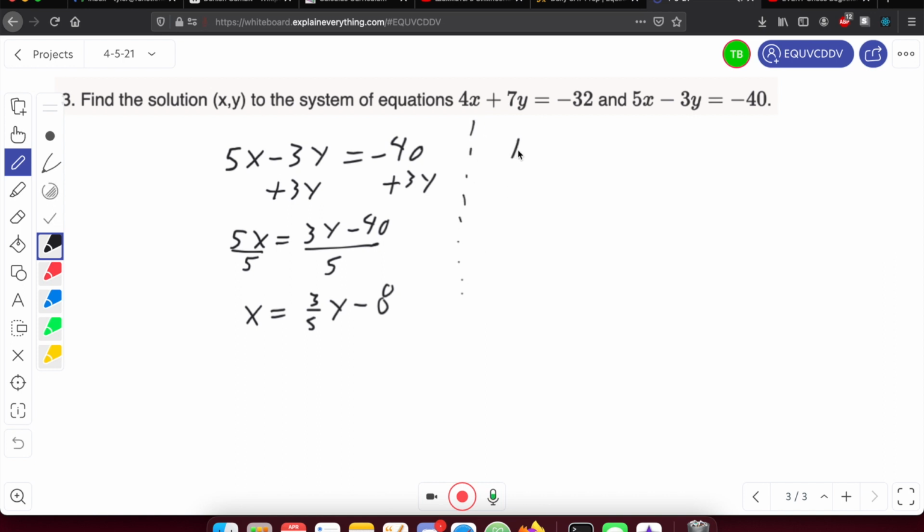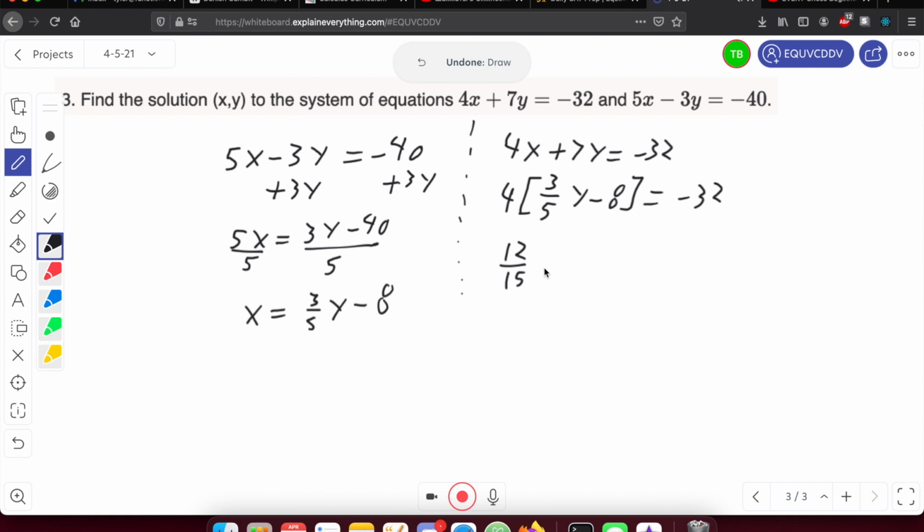So we have 4x plus 7y equals negative 32. We're going to take the x value and substitute it in. So we have 4 times (3/5 y minus 8) plus 7y equals negative 32. Distributing the 4 through, we'll get 12 over 15 y minus 32 equals negative 32. Sorry about that.